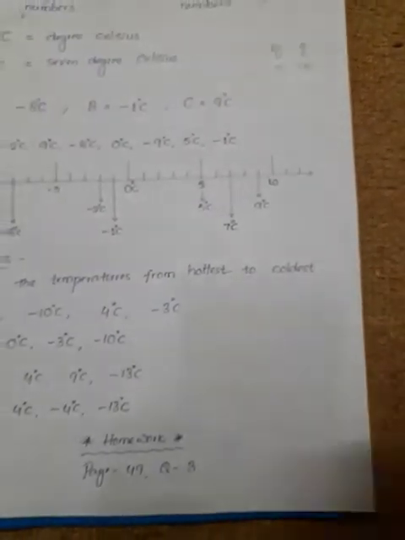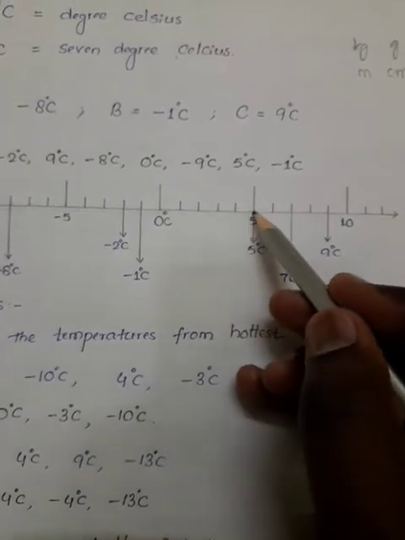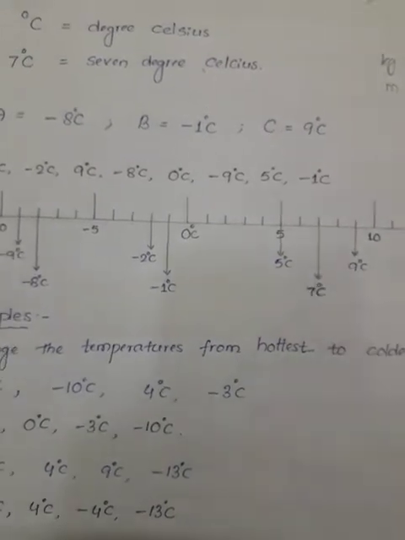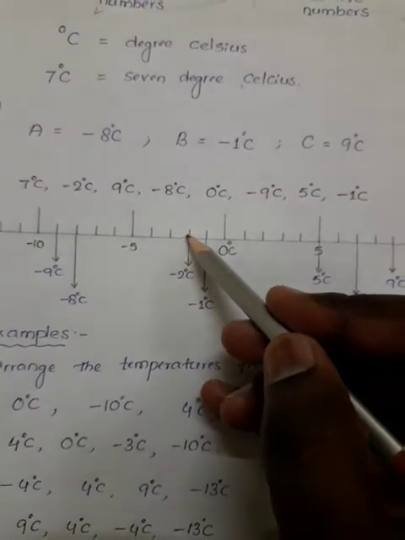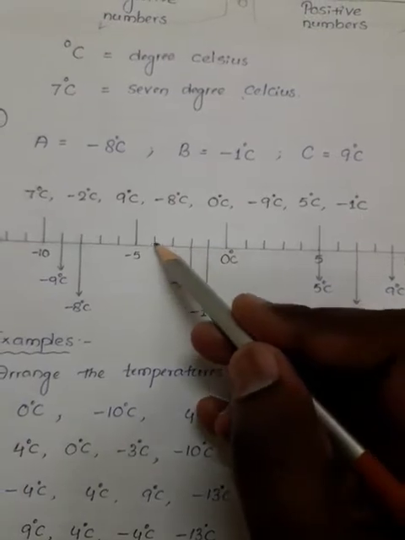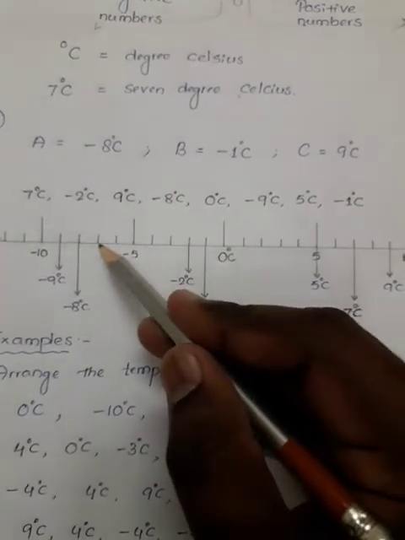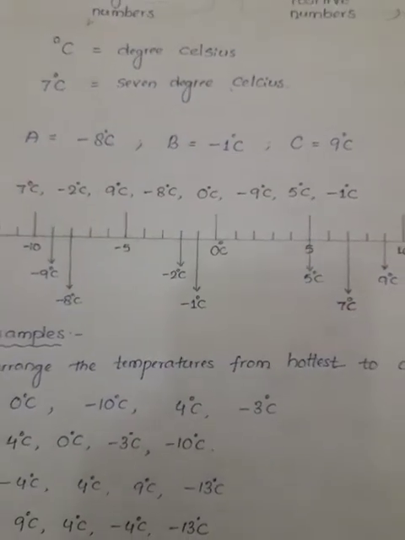Next is 9. 9 is positive. That means right side. Positive means right side. Negative means left side. So 9: 1, 2, 3, 4, 5, 6, 7 degrees Celsius. Okay. Next is -8. That means before 0. So -1, -2, -3, -4, -5, -6, -7, -8 degrees Celsius. So like this one, you have to compare the remaining also.